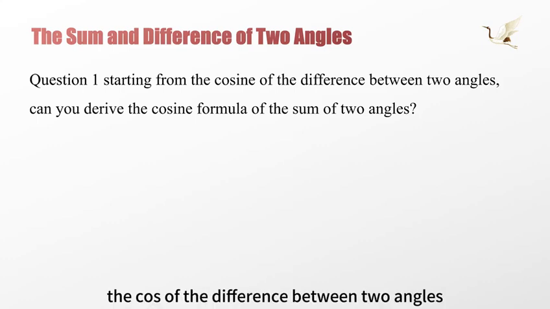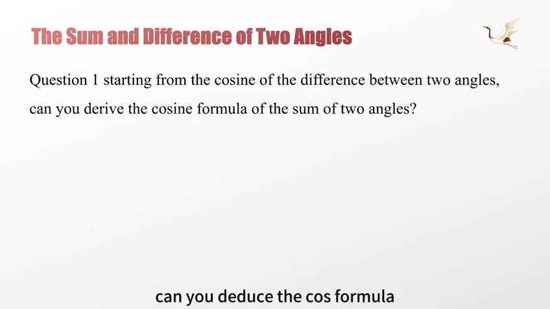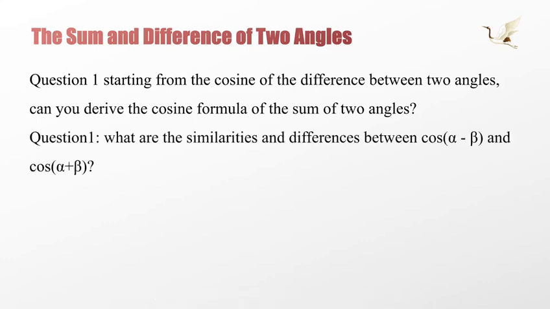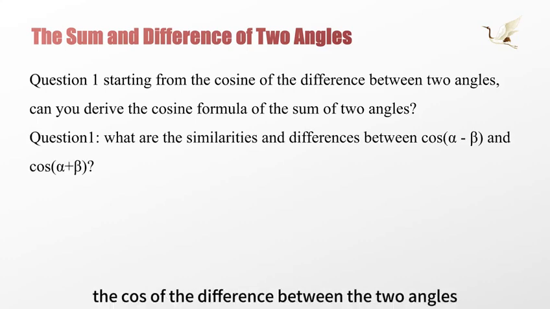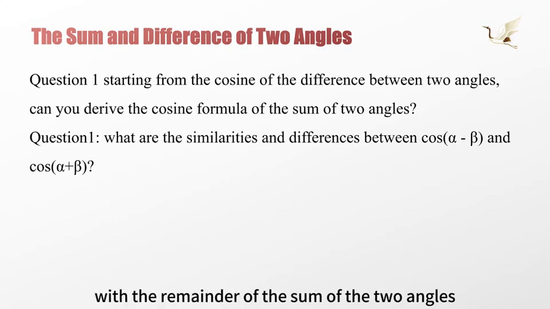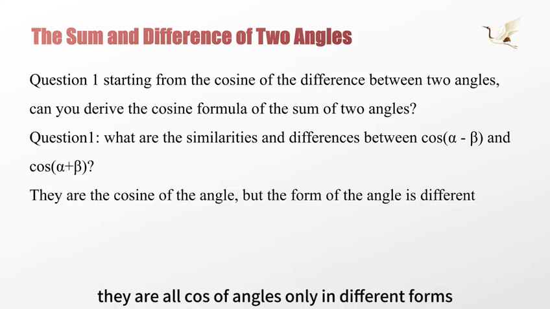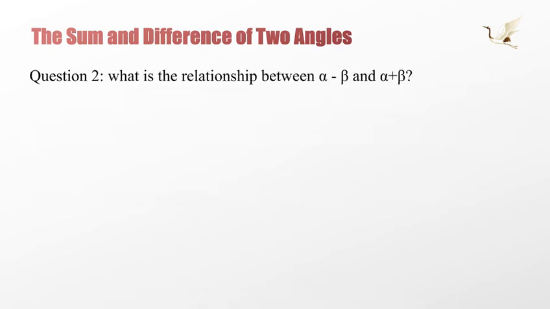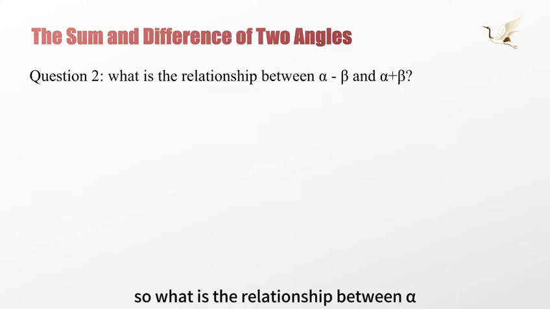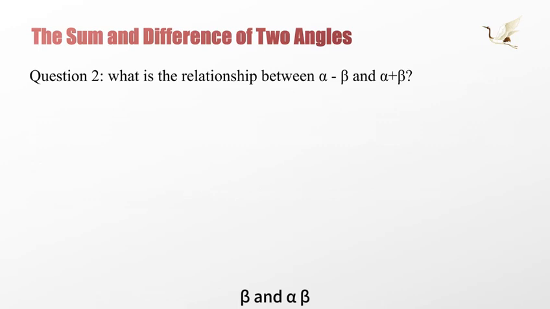We start from the cosine of the difference between two angles. Can you deduce the cosine formula of the sum of two angles? We first need to compare the cosine of the difference between two angles with the cosine of the sum of two angles. What are their similarities and differences? They are all cosines of angles, only in different forms. So, what is the relationship between alpha minus beta and alpha plus beta?